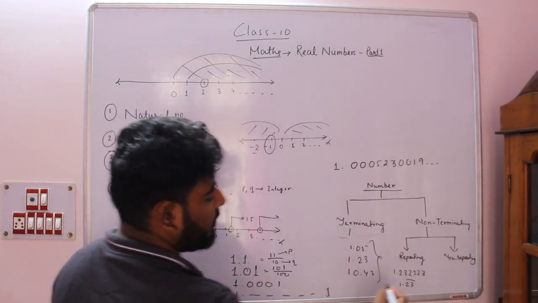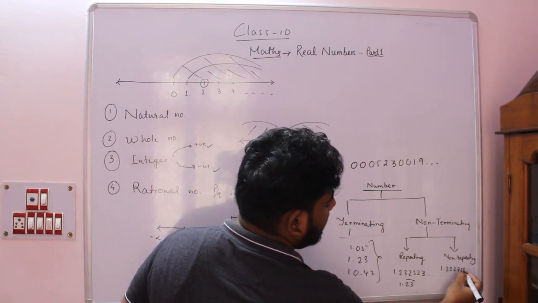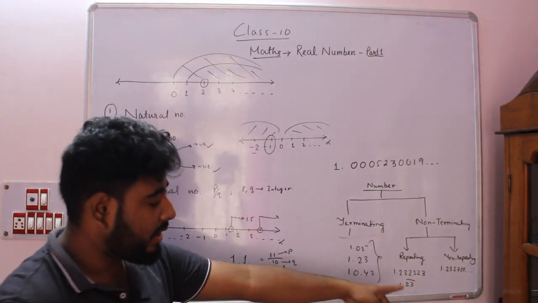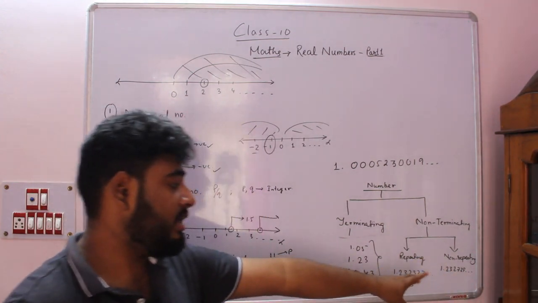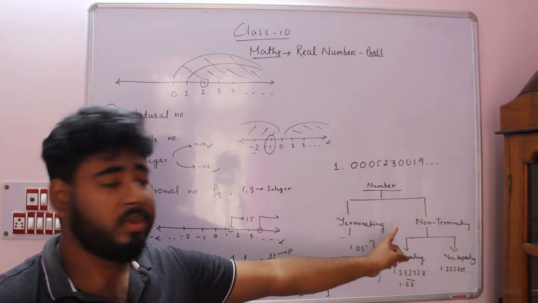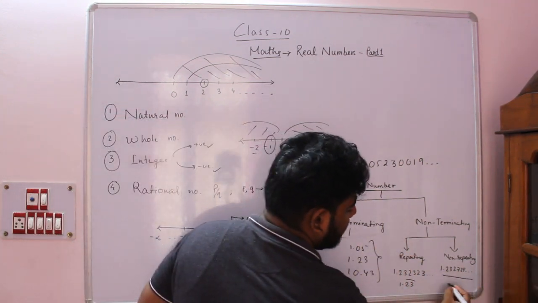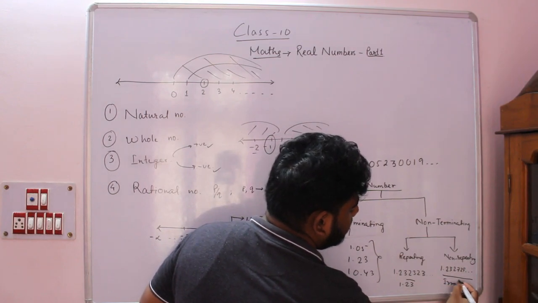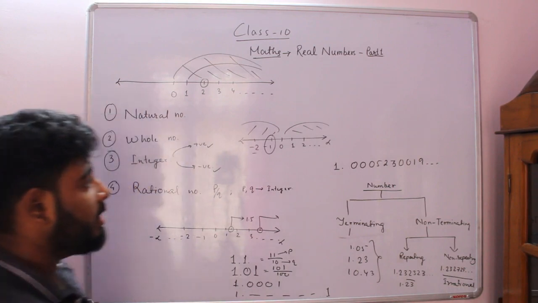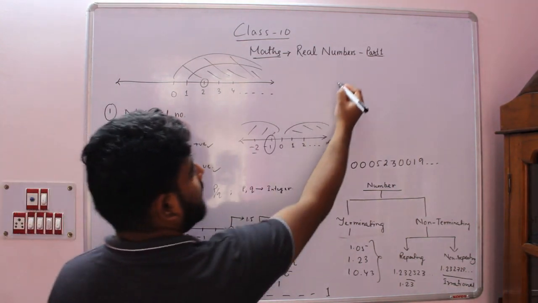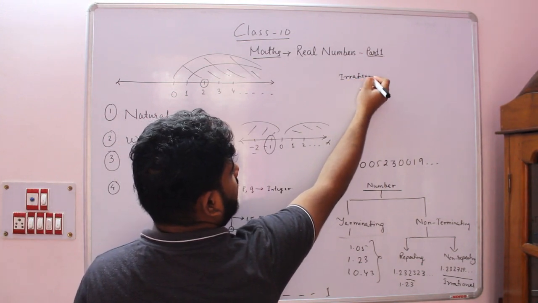But non-repeating is what? Suppose 1.23, 27, 29 in this way. By looking at this pattern, you cannot say what is the next number, right? So these numbers are called non-terminating, non-repeating. Okay, and such numbers are called irrational numbers. So basically what we can conclude is, what type of number is an irrational number?